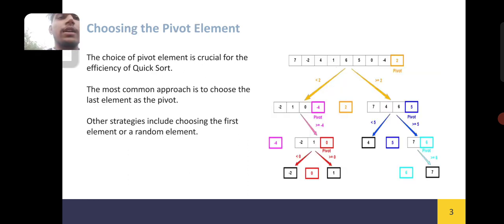Choosing the pivot element. The choice of pivot element is crucial for the efficiency of quicksort. The most common approach is to choose the last element as the pivot. Other strategies include choosing the first element or a random element. Now we take an array, and we can choose the last element as the pivot element.